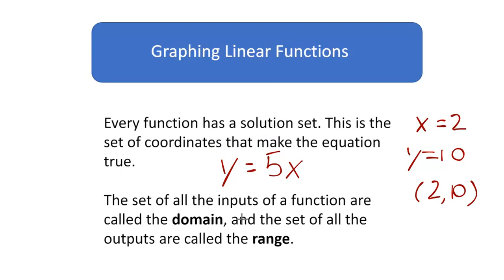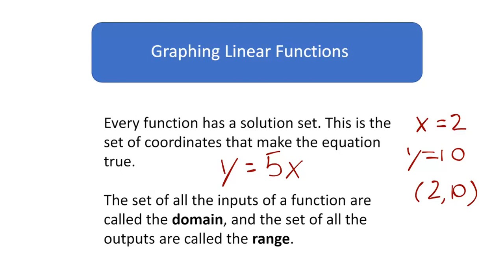All the inputs of a function are called the domain. Okay, and it's a set. We call it the set of all the inputs. We'll talk about what that means. But basically, for our purposes, the domain is really just going to be the x values. So all the possible x values of a function we call the domain. All the possible outputs, aka the y values, are called the range. Now both of these are sets, but that's really what it means. All the x values of a function are the domain. Got to remember that. All the y values are the range. You got to remember that.